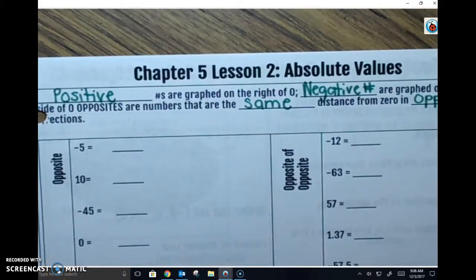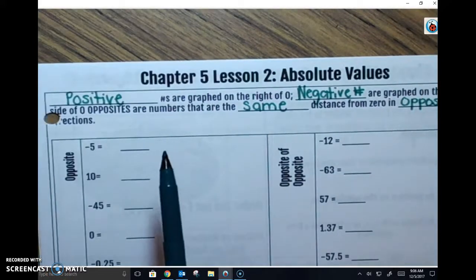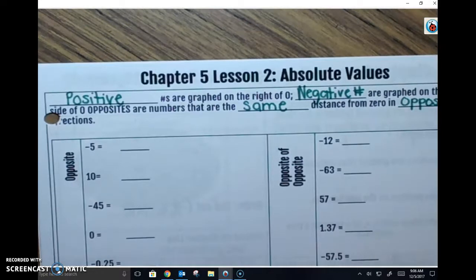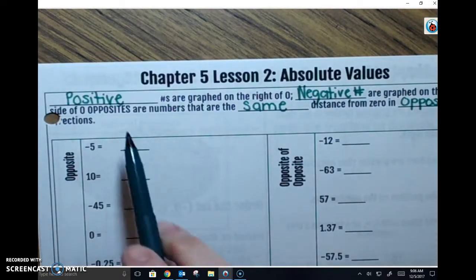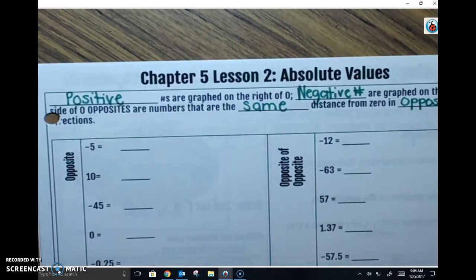Okay, this is lesson 2 over absolute values. So let's fill this stuff in. Positive numbers are graphed on the right of 0. Negative numbers are graphed on the left side of 0. Opposites are numbers that are the same distance from 0 in opposite directions. You guys knew all of this.